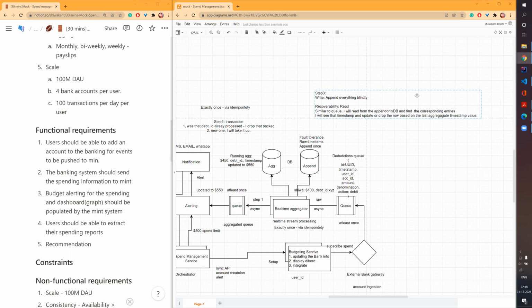Yeah. So anything else? Yeah, one quick thing, it has nothing to do with the functional requirements, but this whole system is very tightly coupled with the banking system, isn't it?